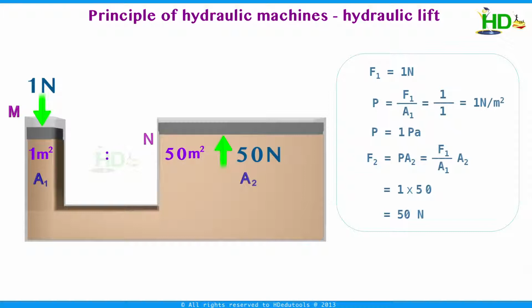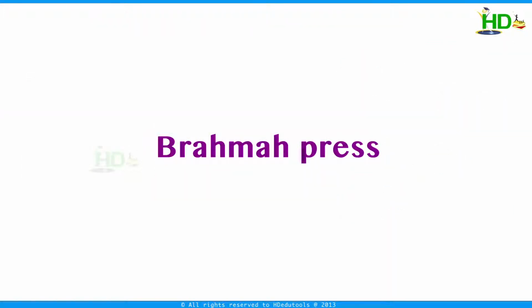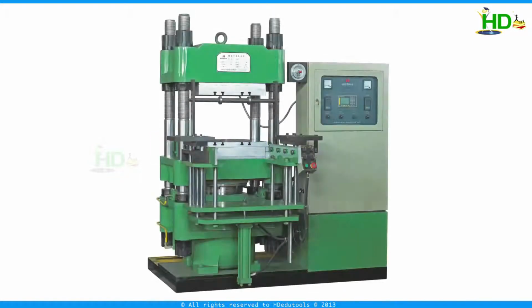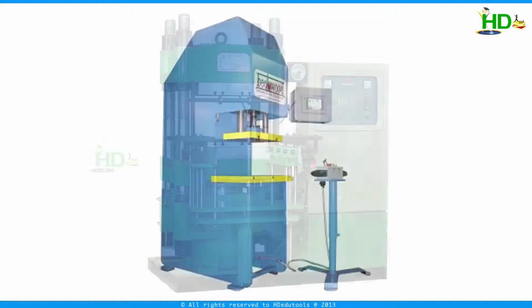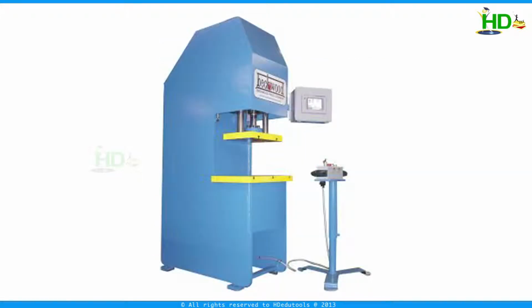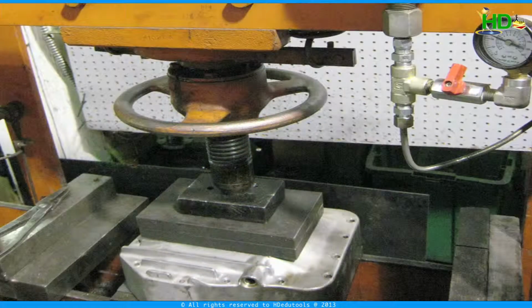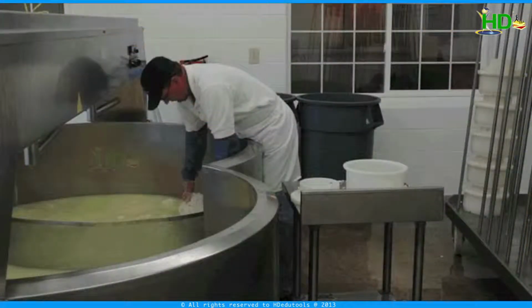Another example of a hydraulic machine is Bramah's press. This is called a hydraulic press. It also works based on Pascal's law. The uses of this press are for pressing books, cotton bales, etc., for squeezing the oil out of oil seeds, for punching holes in metals, for extracting juice of sugarcane, sugar beet, etc.